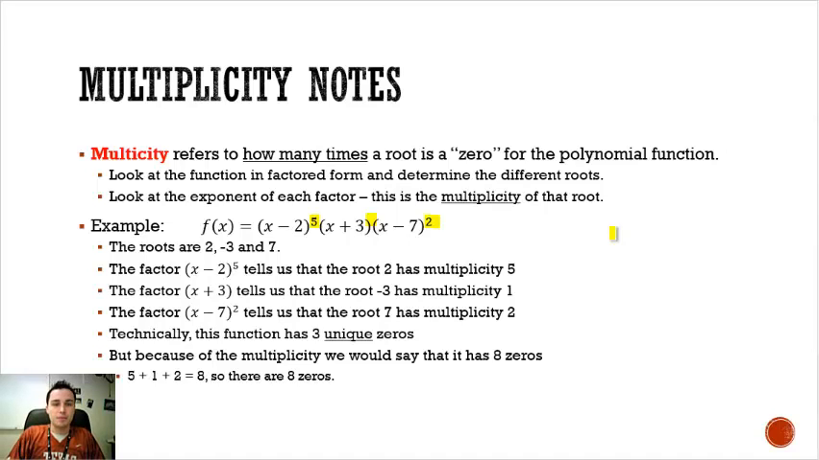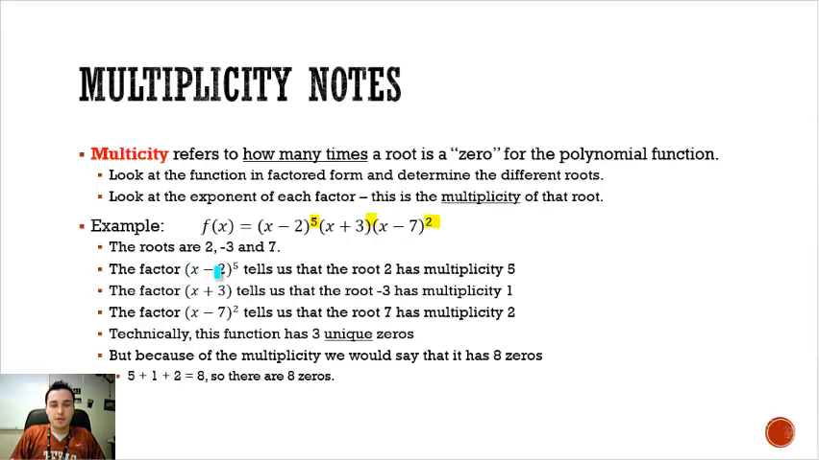So, in this example, the actual roots themselves, the zeros, from factored form I can tell are just the opposite signs. So if x minus 2 is a factor, then 2 is a root, which means that we have negative 3 and we have positive 7. Those are the roots. That has nothing to do with the exponents, just looking at the different factors, those are the roots. Now, the exponent is what tells me about the multiplicity of that root.